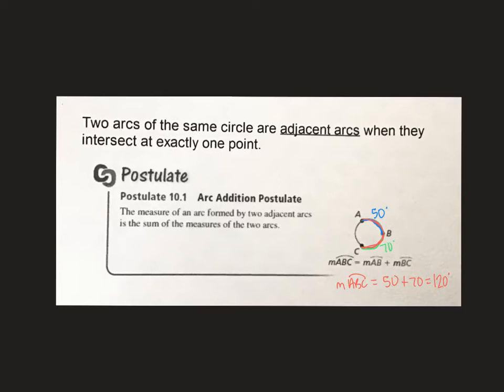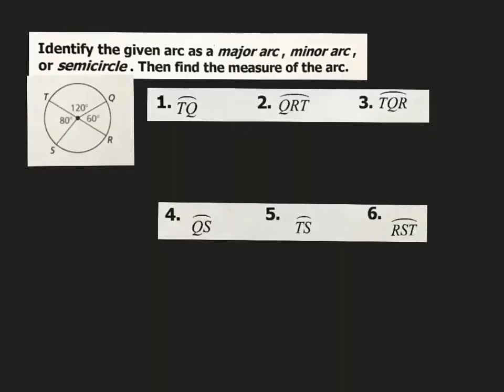Or if you know the whole thing and you need to know one of the smaller ones, you subtract the other smaller one from the whole thing. So it's the exact same thing that we were doing in the beginning of geometry way back in August and September. So in these first 6, we're going to use this same picture to determine if the given arc is major, minor, or a semicircle, and we're going to find the measure of the arc. So what I would do first is I would make sure I know the measure of all of my central angles in the circle first. So I know that this central angle is 120 and I've got 60 and I've got 80.